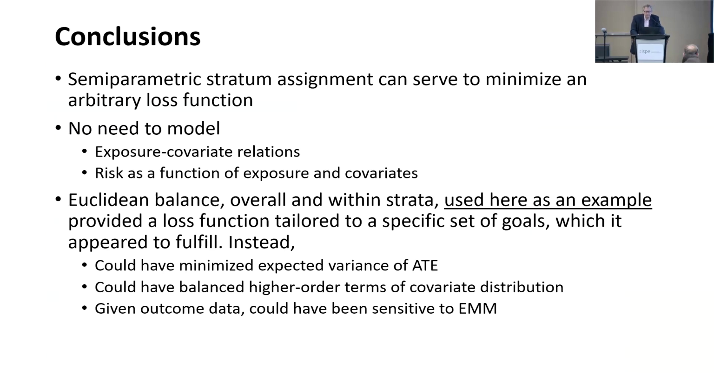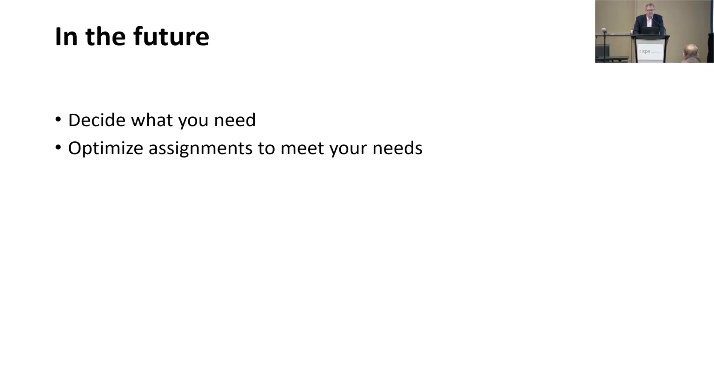So in conclusion, and I really just want to open a path for investigation here, this semi-parametric approach offers a way to minimize arbitrary loss functions. The method doesn't require modeling of exposure covariate relations or risk functions. The example loss functions that we used provided a versatile technique for balancing covariates within strata and overall within a limited range of simulations and example. But importantly, many other loss functions could have been imagined depending on what your particular analytic needs might be.